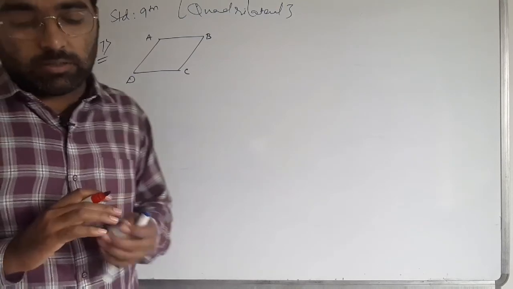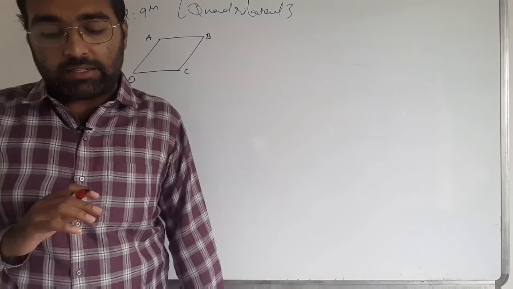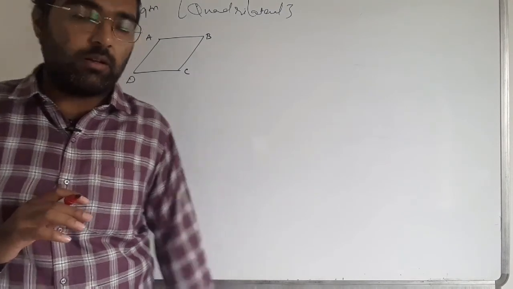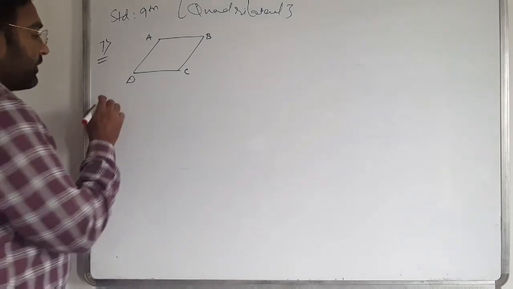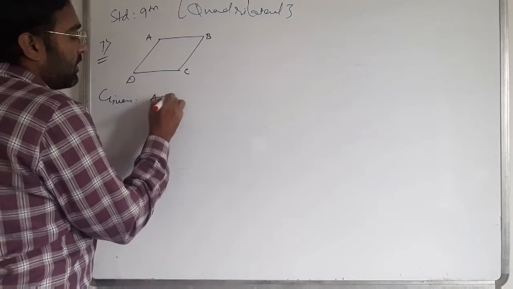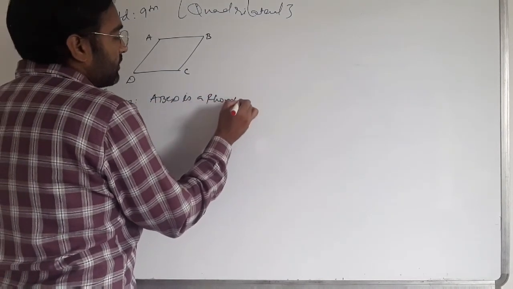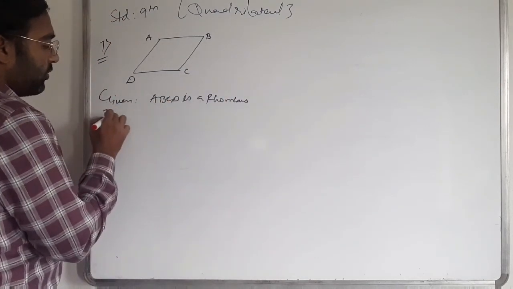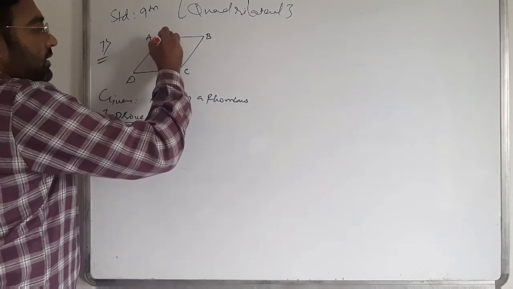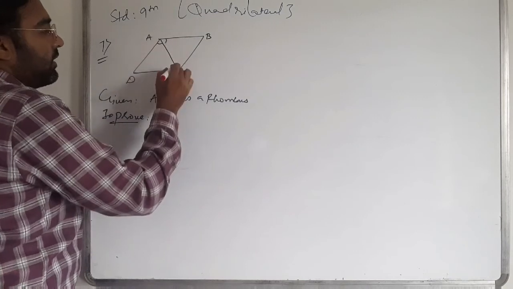ABCD is a rhombus. Show that diagonal AC bisects angle A as well as angle C, and diagonal BD bisects angle B as well as angle D. So in the given rhombus ABCD, we need to prove that AC bisects angle A as well as angle C.